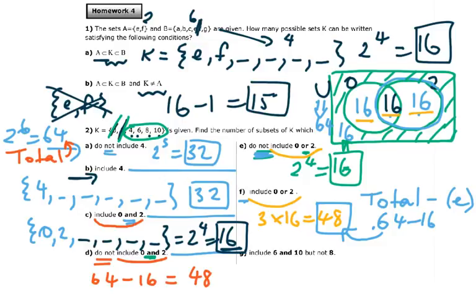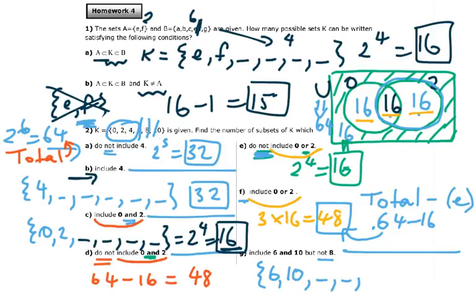So for the last part, part G, include 6 and 10. Well, let's write this out, shall we? Include 6 and 10, but not 8. If we go back up to our set K, we've already got 6 and 10 being used, but we're also told not 8, so we can cross out 8. What do we have left? We have 3 possible elements. You guessed it, 2 to the power of 3, and so there are 8 subsets of K.